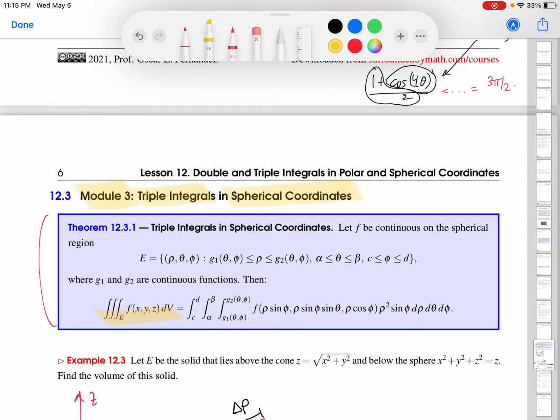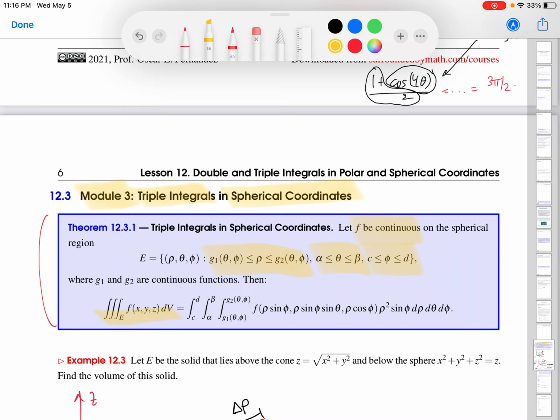So we're going to assume that the function that we're going to integrate, the integrand, is continuous on this spherical region. So what is this region? We're keeping things sort of simple here. Theta varies from alpha to beta as it has in the double integral world. Phi is going to vary from c to d, just some numbers, nothing complicated. And rho is the one that's going to vary between two functions.